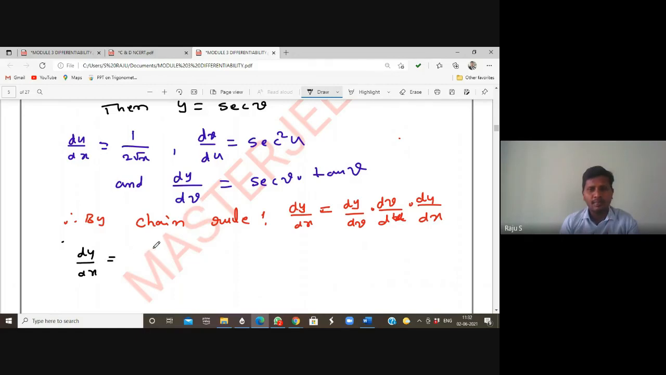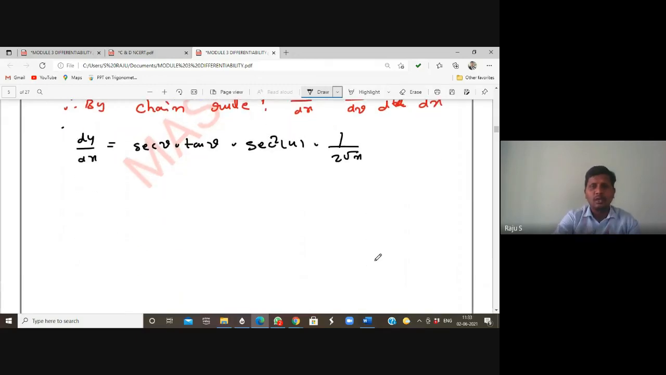dy by dv, secant v, into tan v's derivative dv by du, that is secant square u, and finally du by dx, the derivative of root x, which is 1 by 2 root x. So here we have different variables, but on the left side dy by dx, so we require only the function in terms of x. So first 1 by 2 root x into secant square u, nothing but what?